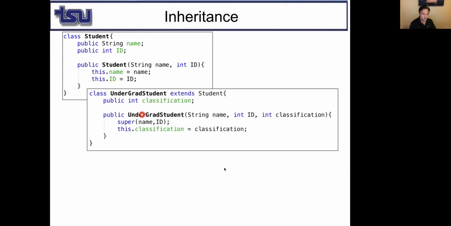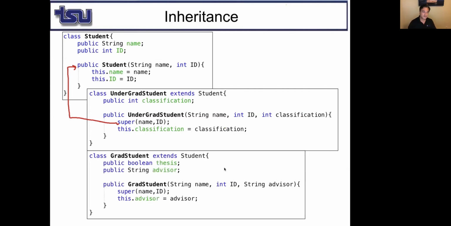And then the constructor of undergrad student has name, ID, classification. It has three input arguments. The first line says super. This means the constructor of the undergrad student is the first thing that will make a call to the constructor of its superclass right there. And then it is going to set this name to this name, this ID to this ID, and then this classification to this classification right there.